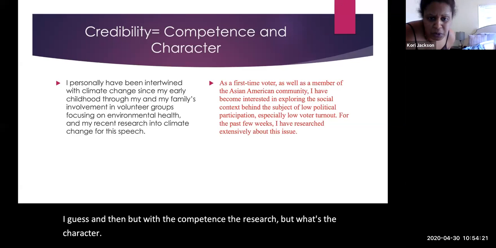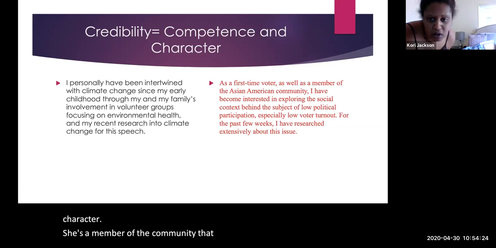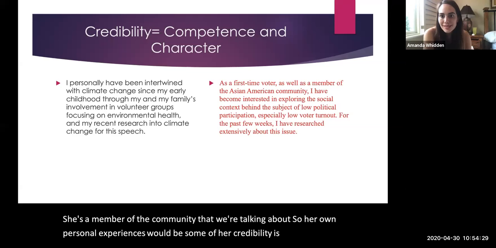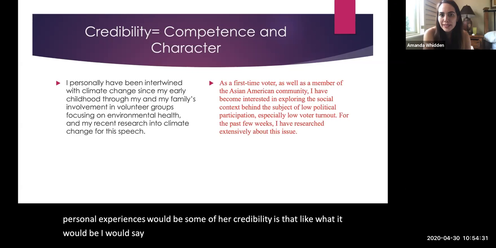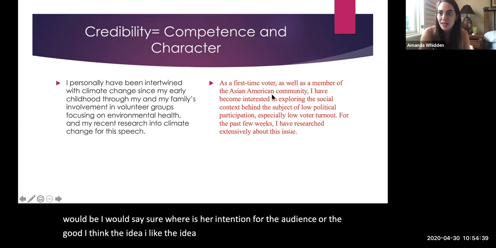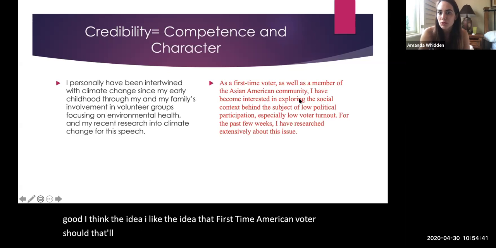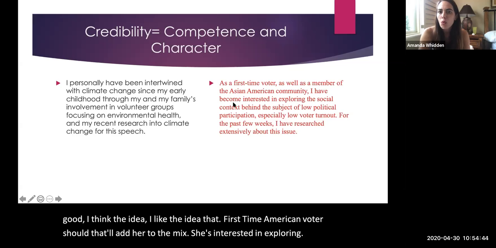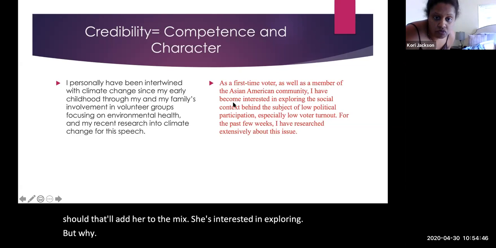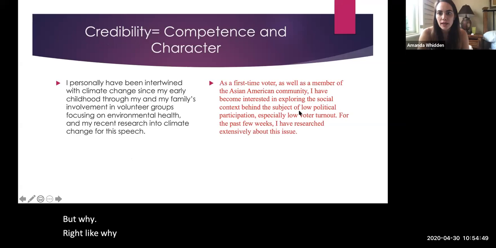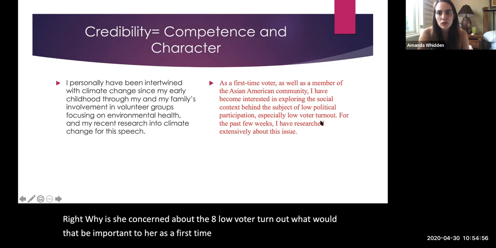She's a member of the community that we're talking about. So her own personal experiences would be some of her credibility. Is that what it would be? I would say, sure. Where is her intention for the audience or the good? I like the idea of a first-time American voter; that'll add her to the mix. She's interested in exploring, but why? Why is she concerned about the low voter turnout? Why would that be important to her as a first-time voter? Those two things were interesting.